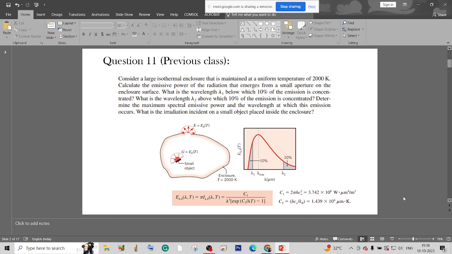Okay, now what we have to find out lastly is the irradiation incident on a small object placed inside an enclosure. As it is placed inside the enclosure, all of the radiation will be falling on that small object, right? So the radiation that is incident will be equal to the emission of the whole enclosure, that is the black body, that is sigma T to the power 4, which we already found out earlier, 9.07 into 10 to the power 5 watt per meter square. Okay, this is done. Now we'll proceed to the next question.